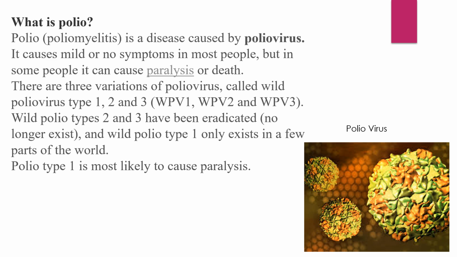There are three types of variations of polioviruses, which are called WPV1, 2, and 3. This WPV is wild polioviruses type 1, 2, and 3. The wild polio type 2 and 3 have been eradicated long ago, while polio type 1 is now there in very few parts, mostly in outbreaks. Most outbreaks are in other countries rather than ours, right? So this is the most common paralysis which we can see.